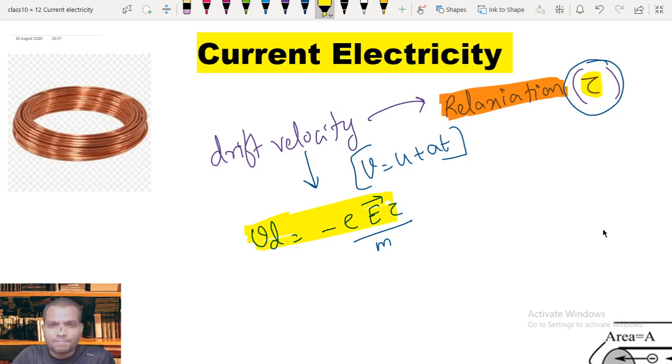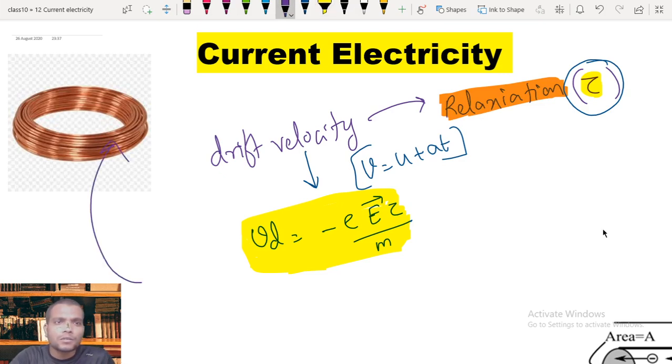The drift velocity is the velocity gained by the electron in the presence of an electric field in a conductor. When we apply an electric field to a conductor, the electrons, which were earlier in random motion, now start to move in one particular direction because of this external electric field. They are pulled in one direction, and so they have a certain velocity that we know as drift velocity.